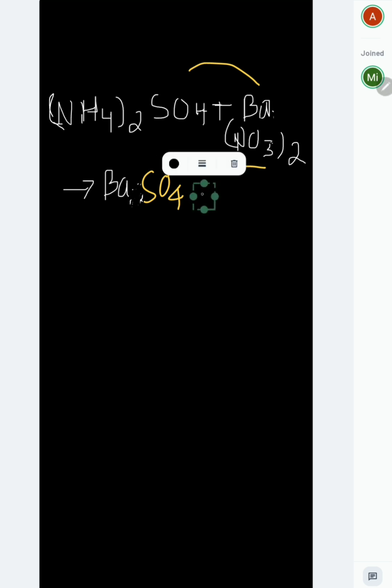Then you'll be left with, what will be left here? If we pair barium and sulfate, you have ammonium nitrate. So you write ammonium plus nitrate minus, so NH4NO3. NO3's charge is -1, so you don't need a subscript, so only NH4NO3. Then we balance that.